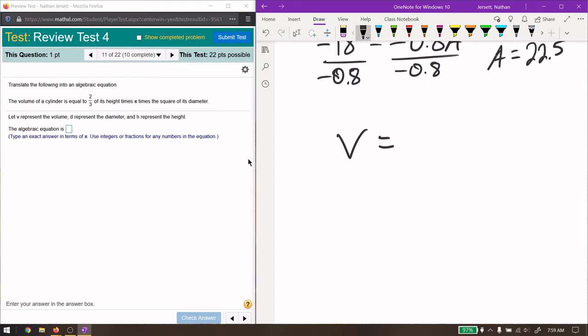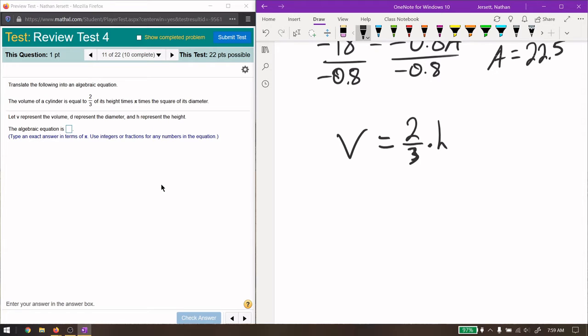is equal to 2/3 of its height. Height is represented by H. That's what it says, right there. V for volume, D for diameter, and H for height. 2/3 of its height is the same thing as 2/3 times height.